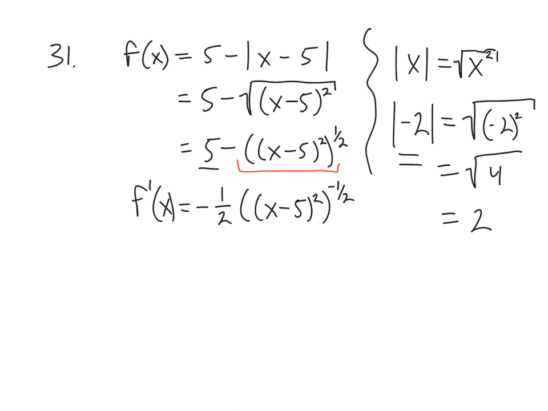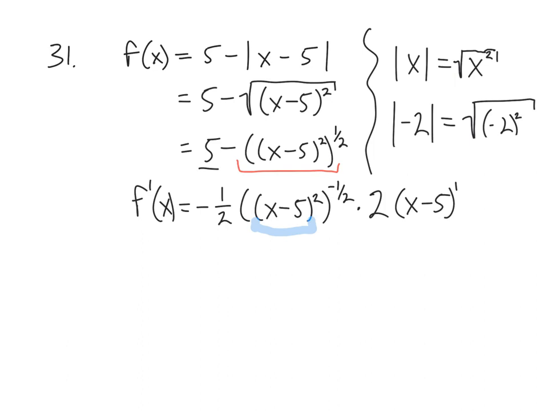Okay, well, we need to now use the chain rule and multiply by the derivative of the inside function. Well, the inside function is this piece right here. So we take the derivative of that piece: drop the exponent in front, compose it with the inside, decrement the exponent by 1, and then multiply by the derivative of the inside, which in this case is just 1. Okay, so that's the derivative.